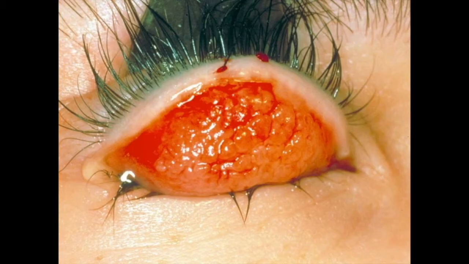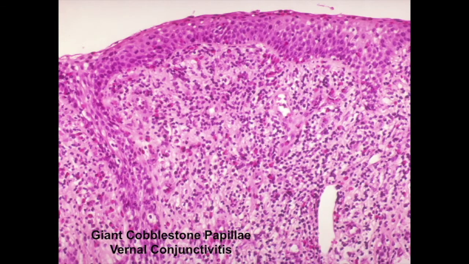That happened in this case. The oculoplastic surgeon shaved off the papillae to prevent the ulceration, and here is a histologic section showing the characteristic histopathology of vernal conjunctivitis. We see a moderate amount of inflammation with eosinophils in the papilla and a characteristic central vessel.